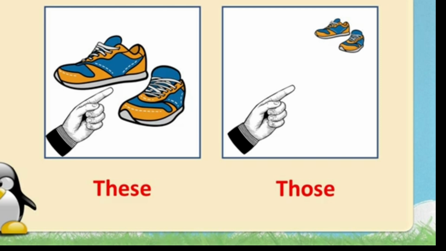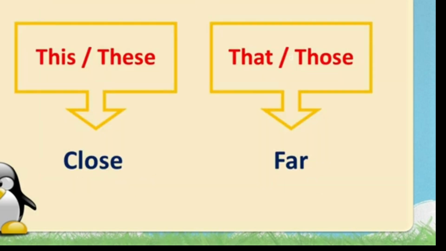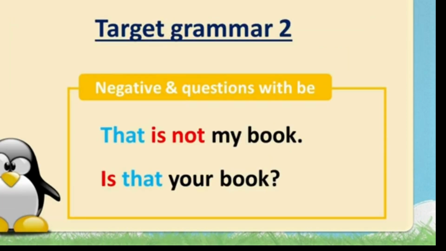Okay, other example. How many shoes are there? There are 2 shoes, right? So, if the shoes are close, these. If the shoes are far away, those. These are my shoes. Those are my shoes. This, these, close. That, those, far.